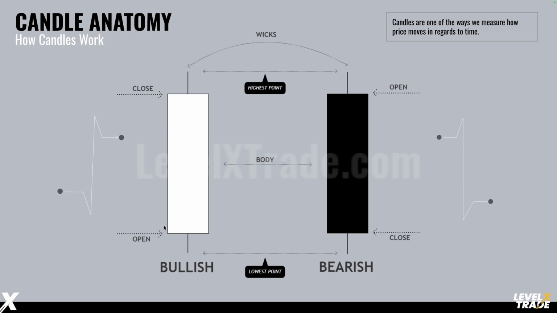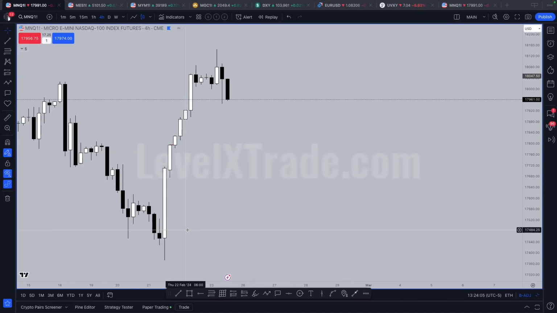Okay, so why is it bullish? Like, this is a bullish candle. It's because it opened and it closed above. If it opens here and it closes below the open, then it's a bearish candle. Okay, let me show you an example on the chart because it's a little bit simpler to understand.